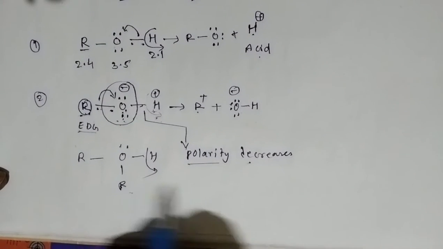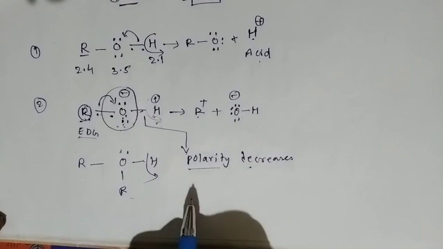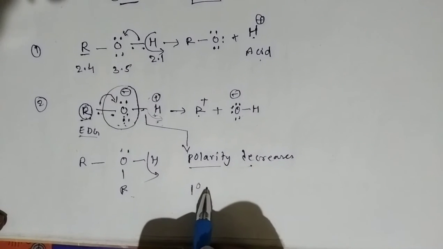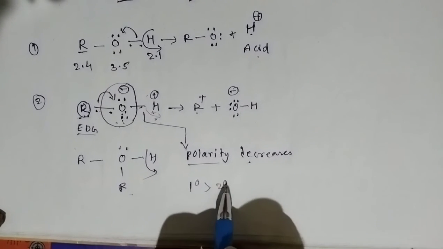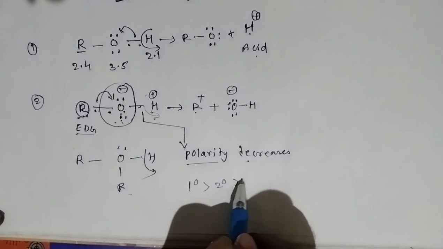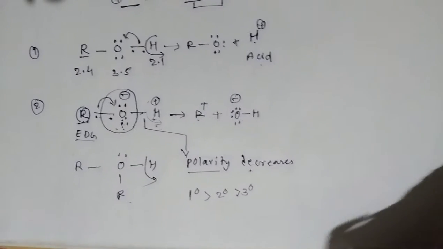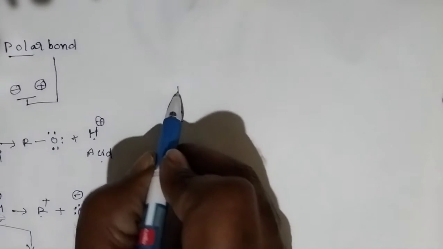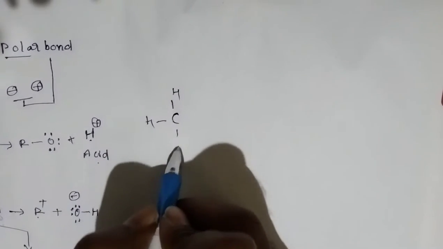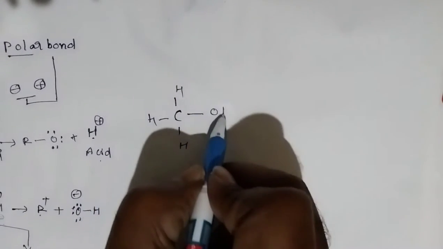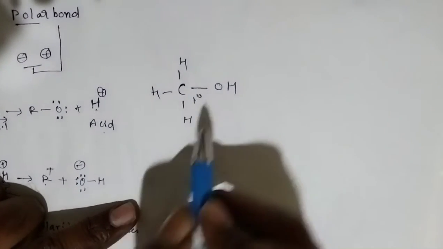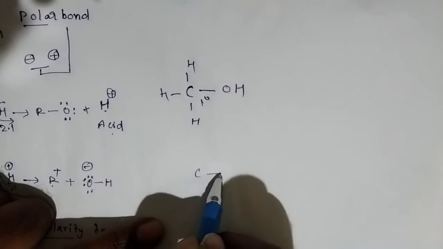Then how can we state the increasing order of acidic property of alcohol? Primary alcohols are more acidic than secondary alcohols. Secondary alcohols are more acidic than tertiary alcohols. How? Let us see. See, primary alcohol, carbon, hydrogen. So this one acts as a primary alcohol. This is a primary alcohol, carbon.